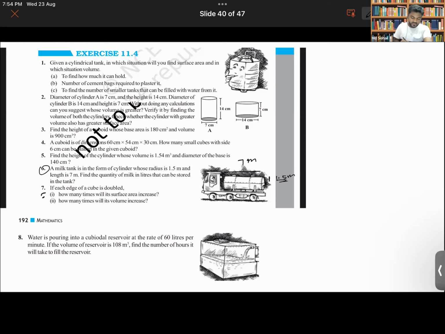Sir, in the fifth one, we don't have the height. How can we do it? Question number 6 now. Radius is given here and length is 7 meter. This is pi r square h. The radius is given, no? The 7 meter, won't you be taking it as height? Okay, length. There's one more thing here. The interesting part is that you need to find the quantity of milk in liters, but the dimensions are given in meter. So let's solve this question then.